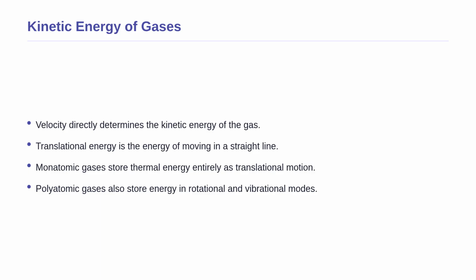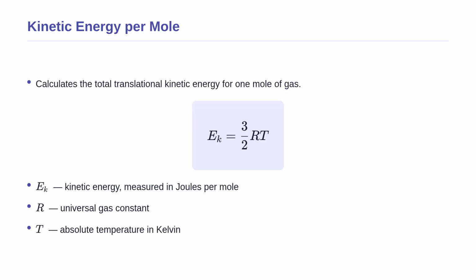in a straight line. For monoatomic gases like helium, this translational motion represents their entire thermal energy. Polyatomic gases like oxygen have additional thermal energy stored because they can also spin around and vibrate like a spring. But for all gases, temperature is the key driver of this motion. This brings us to the mathematical formula for kinetic energy.